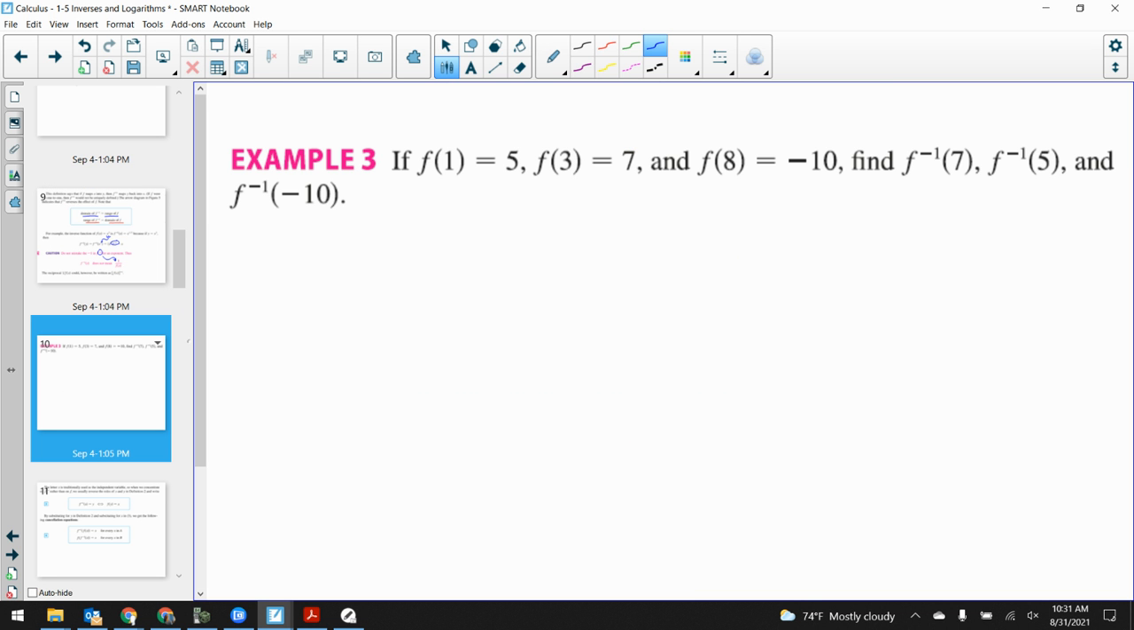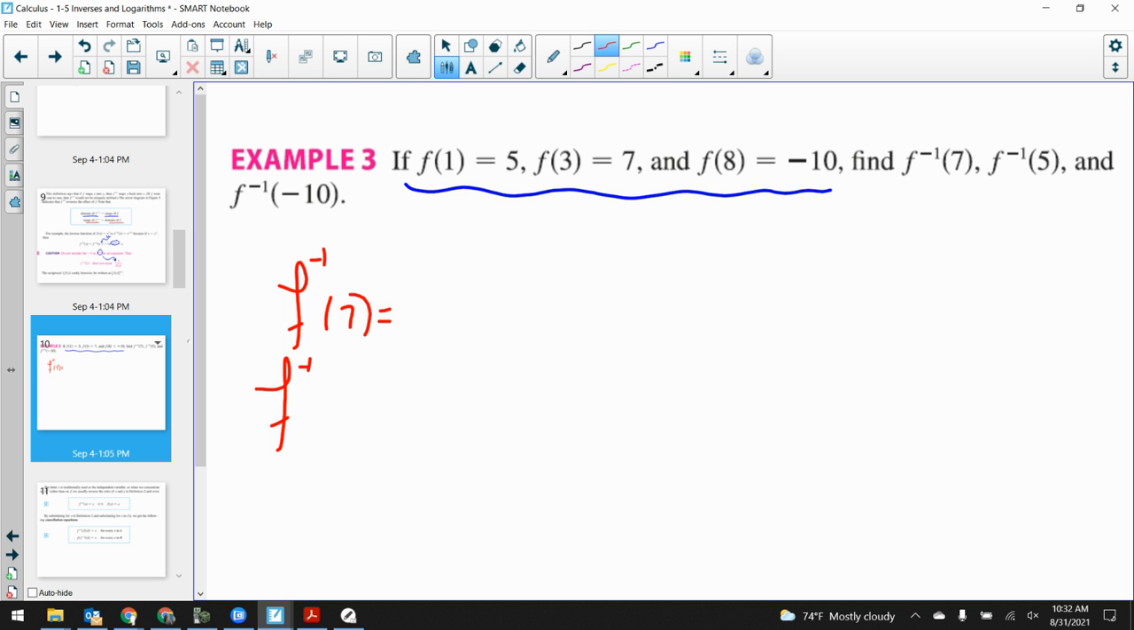All right, our third example here. If f of 1 is 5 and f of 3 is 7 and f of 8 is -10. So here's my if statement. If all of these things are true, then I want to find f inverse of 7, f inverse of 5, and f inverse of -10.